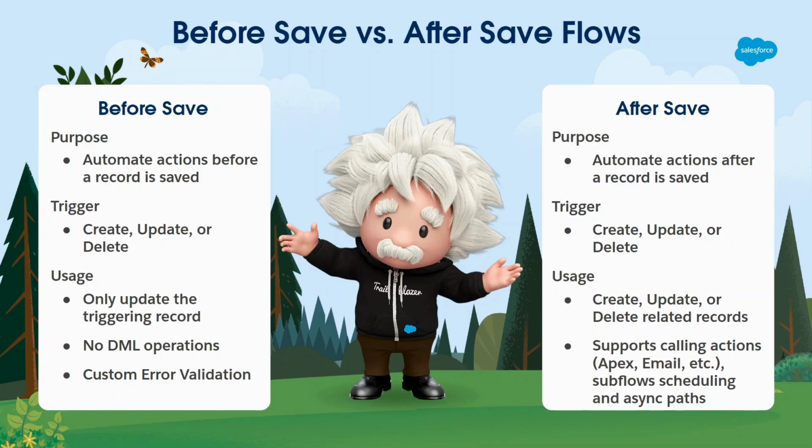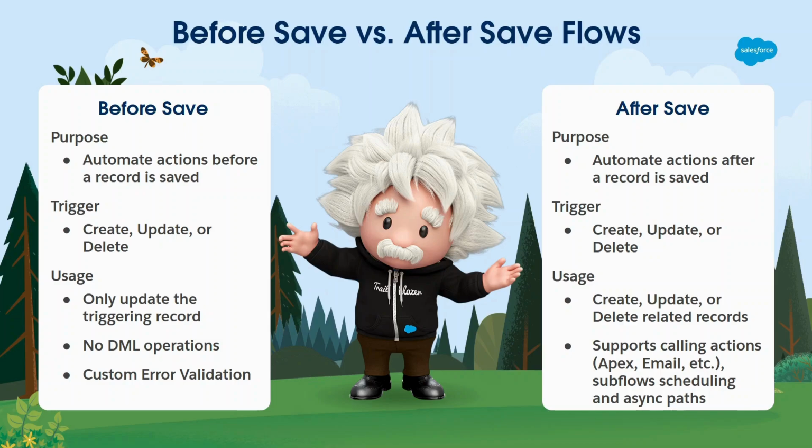Another good use case for before save flows are custom error validations. If you look at that order of execution, before save flows actually run first in that order. So it's nice to have those errors there because no other processes are running and have to be rolled back and so forth.